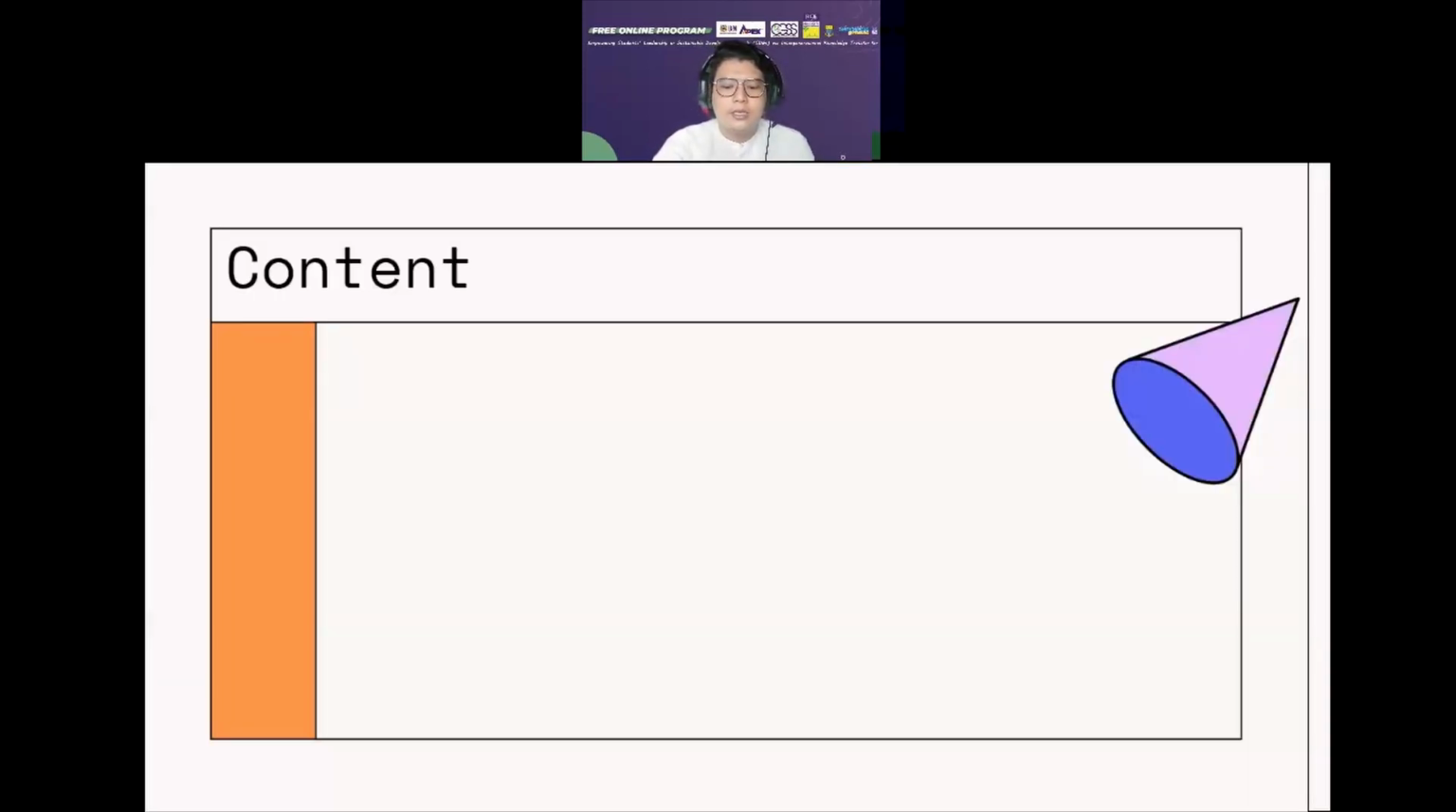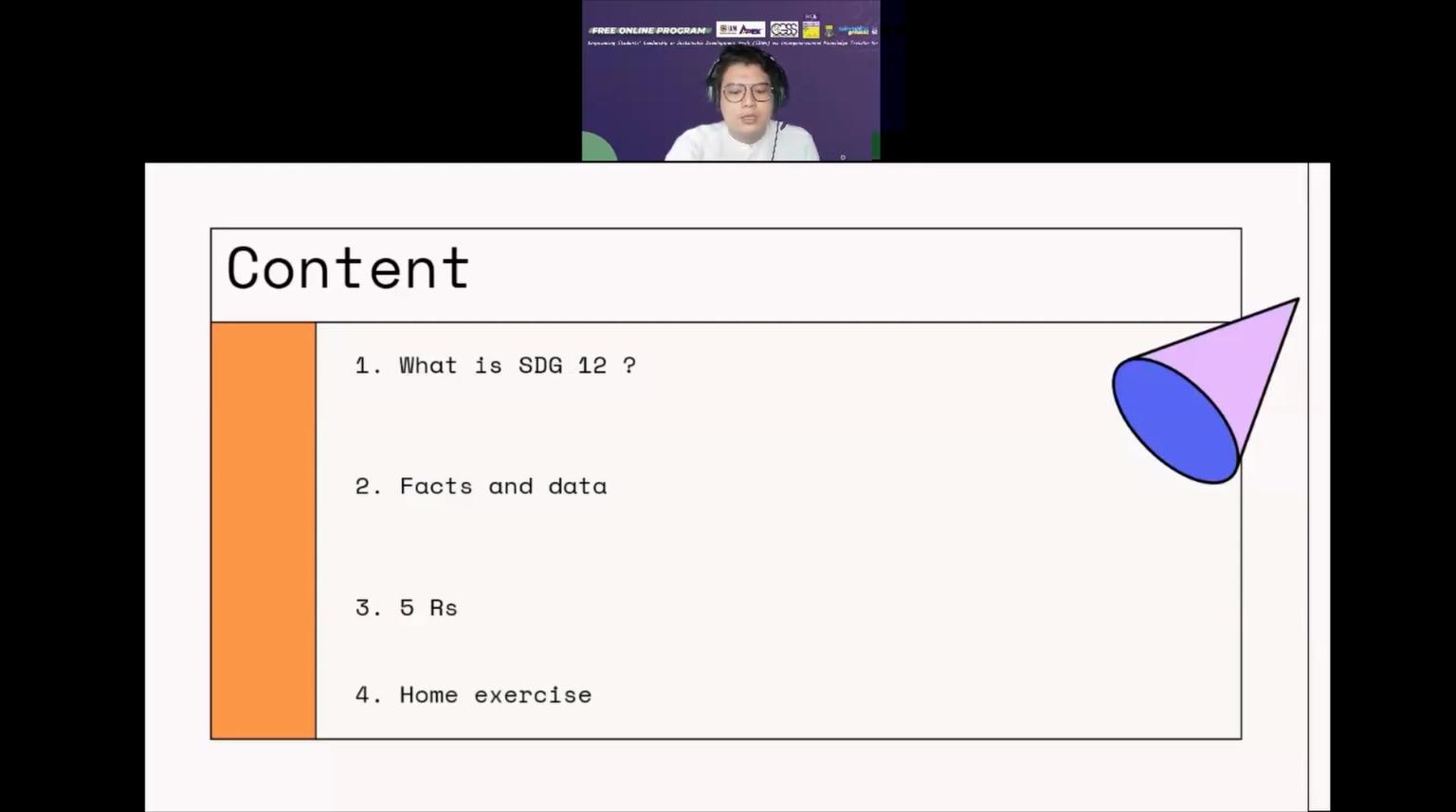So before I proceed, I have 4 contents that I would like to share with everyone, starting with what is SDG12. I will show you facts and data about the trash we produce, introducing the 5 R's. Maybe some of you know about it, but I'll introduce them again to those who don't know. And also some home exercises that can help reduce trash and waste at home, or even create some wonderful items using recycled items.